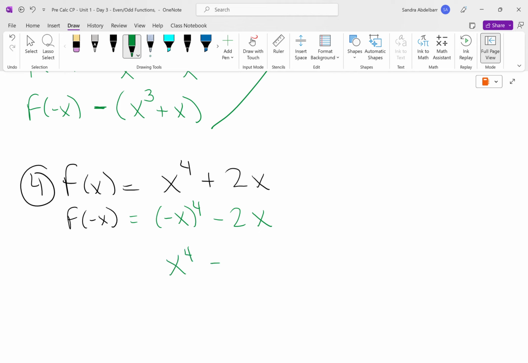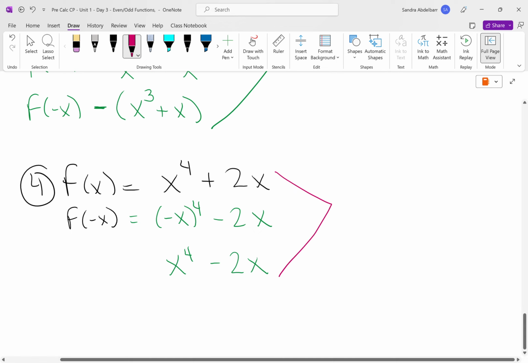And when we have negative x to the fourth, that's going to be x to the fourth minus 2x. Look at the first and the last. Are those complete opposites? No, they're not complete opposites. How come they're not complete opposites? This was a plus and this is a minus. How come this is not considered complete opposites?